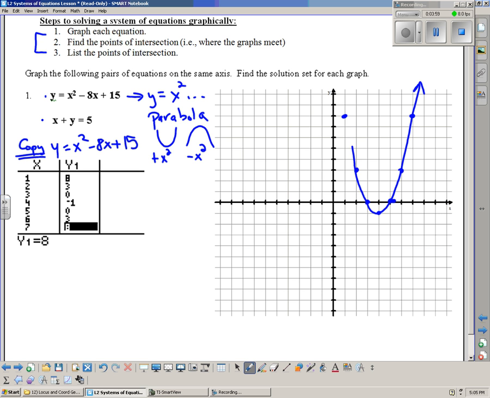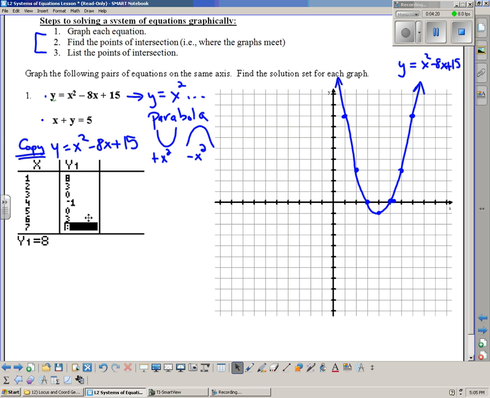And here is my parabola. I put arrows at the end because these points are just representative of some of the points on the parabola. And you can see this thing opens upward. The x squared was positive. And I do want to write the equation on here. I want to write y equals x squared minus 8x plus 15.